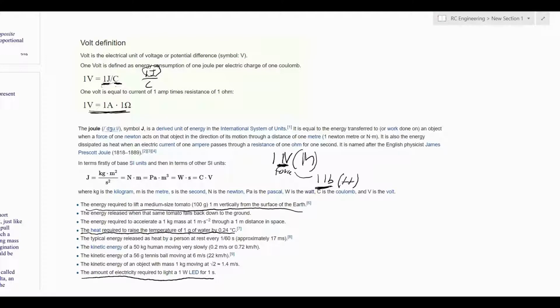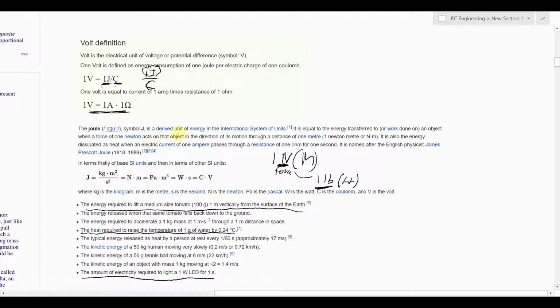So let's go ahead and take a look at the voltage definition from Wikipedia. Volt is the electrical unit of voltage or potential difference. 1 volt is defined as energy consumption of 1 joule per electric charge of 1 coulomb. So a joule, we'll learn right here, is basically energy per charge coulomb. And then 1 volt is also equal to the current of 1 amp times the resistance of 1 ohm, which is 1 volt is equal to 1 amp times 1 ohm resistance. This is known as Ohm's law, which we'll go over later.